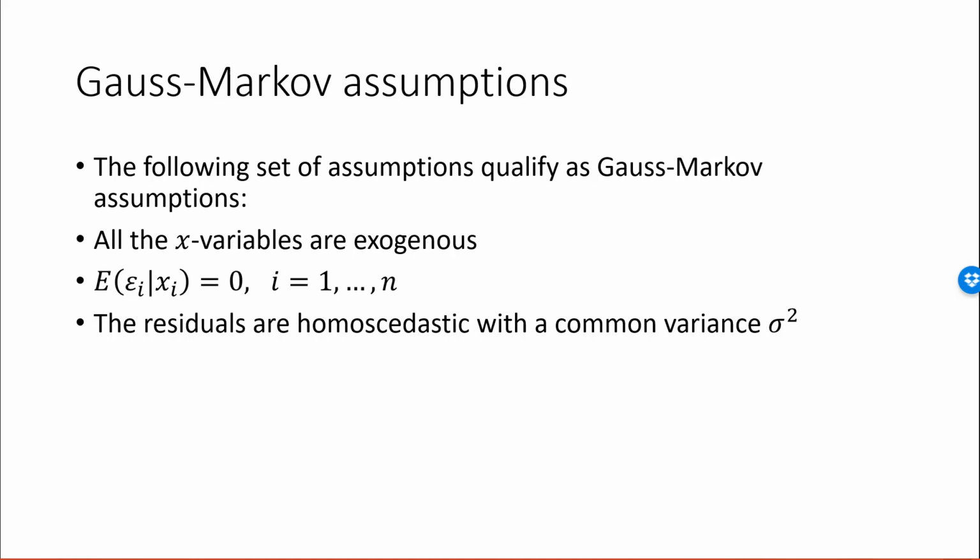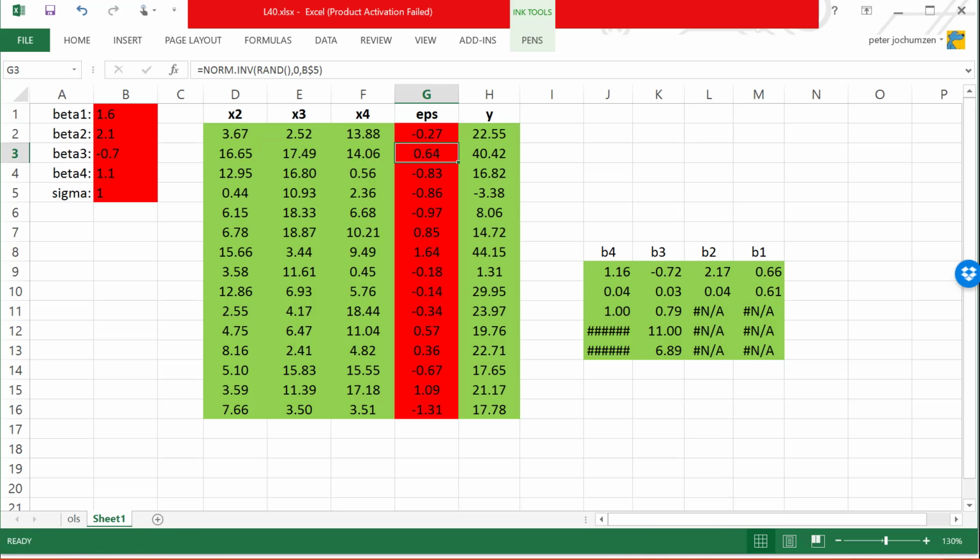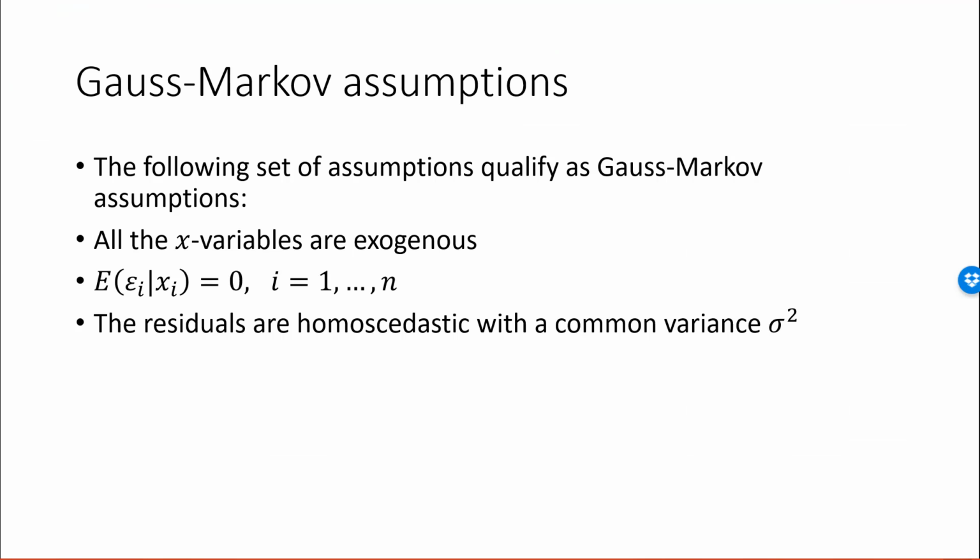Next, the residuals must be homoscedastic, so they need to have a common variance, and we denote that by sigma square. That's also satisfied in my simulation study. This is the sigma, the common standard deviation. So the variance of the error term conditional on the data should always be sigma square. So these are the assumptions. These are the Gauss-Markov assumptions.